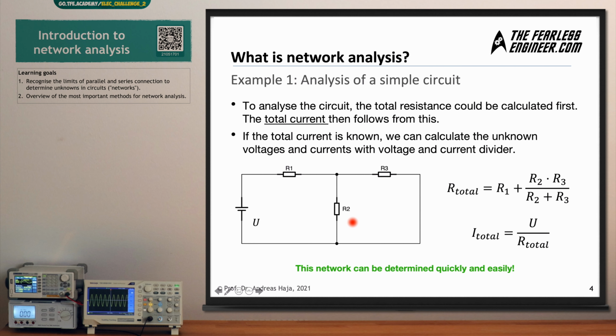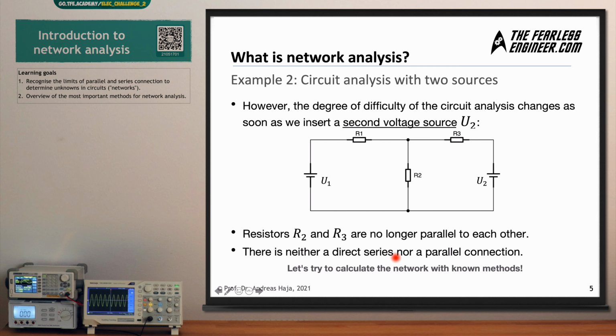And once you replace these 2 resistors with a substitute resistance value, then you can see that this substitute resistor is in series to R1, which leads us to simply computing the sum of these 2 components here. This is the total resistance, and if the voltage here is known, then you can compute the total current, as I said before, by computing the fraction of these 2 here. So this network can be determined quickly and easily using the tools we already have.